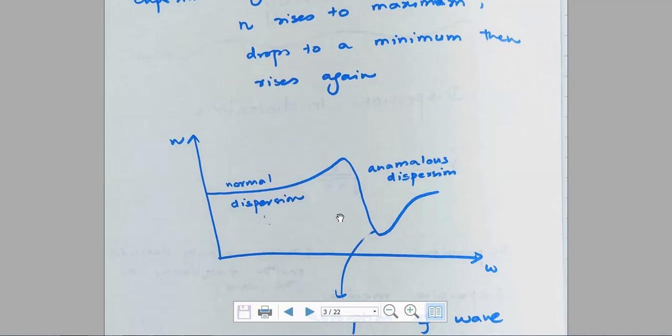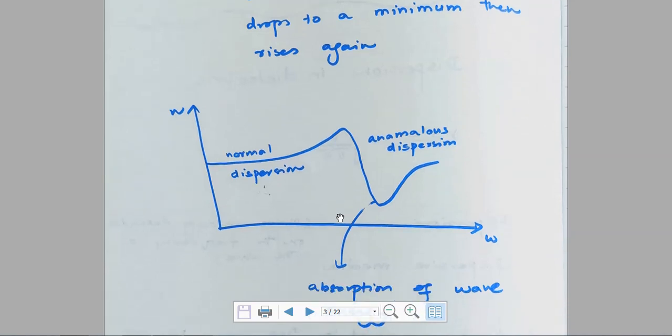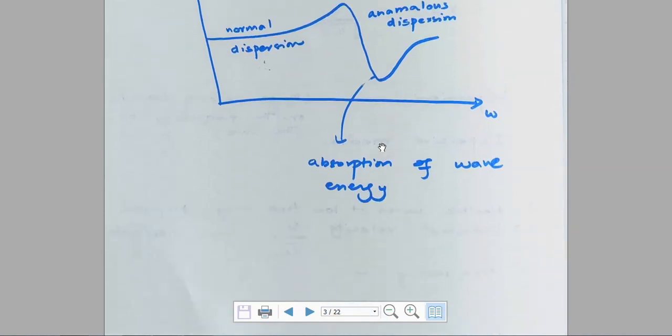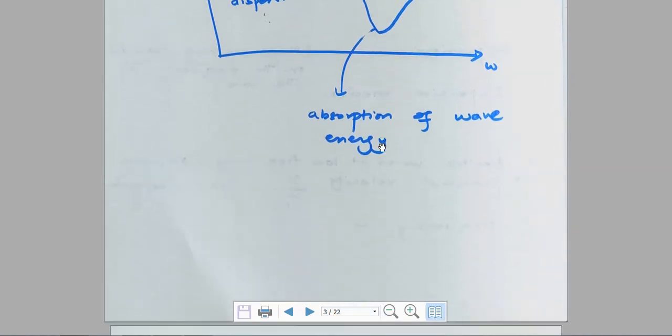Experimentally, we find that anomalous dispersion is associated with absorption of the wave energy by the material. You can say that in this range of frequency, the material absorbs the waves. Many materials show absorption in the infrared region. Almost all show absorption in the UV, ultraviolet region. Materials that absorb in the visible region appear colored.